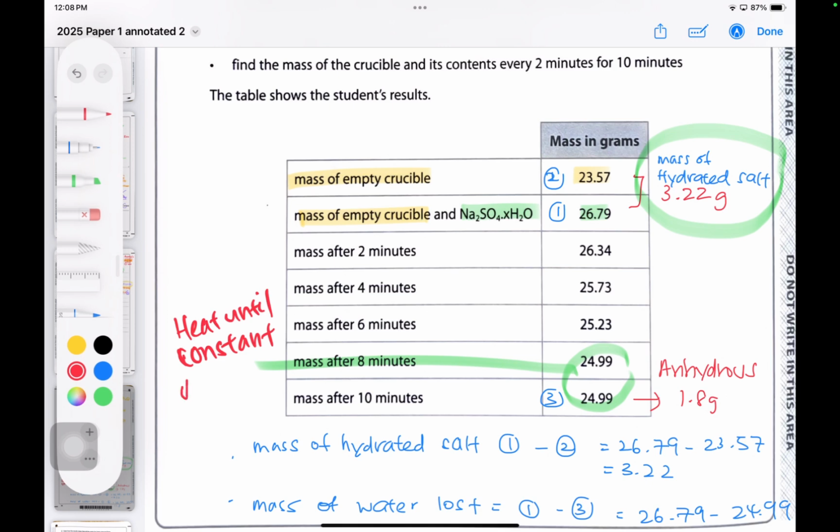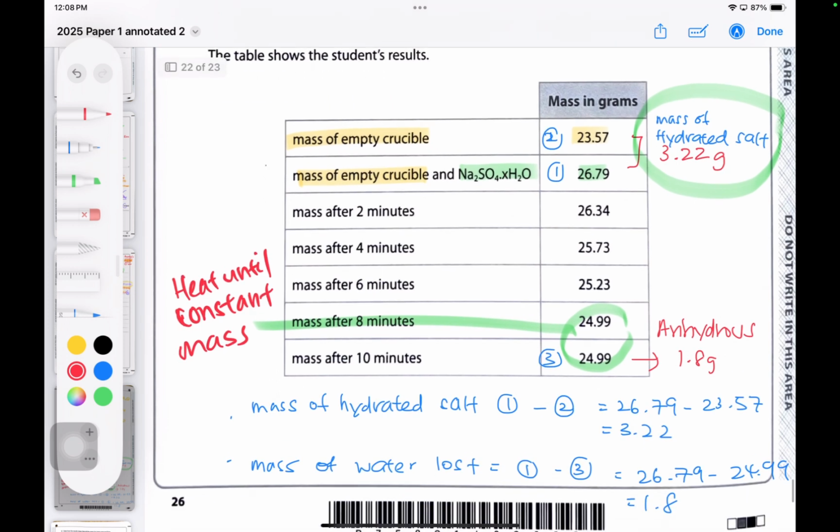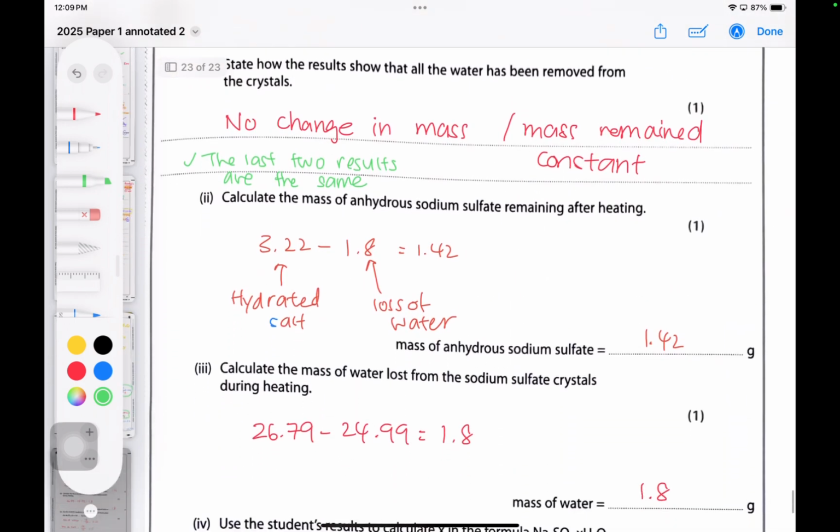Okay, heat until constant mass. With that, you will be able to identify the mass of water that has been heated off. So if you are left with 2.44 at the end of the day, when you start with 26.79 gram, then you will know that the mass of water that has been heated off is 1.8 gram. So these are the two main calculations over here, part 2 and part 3.